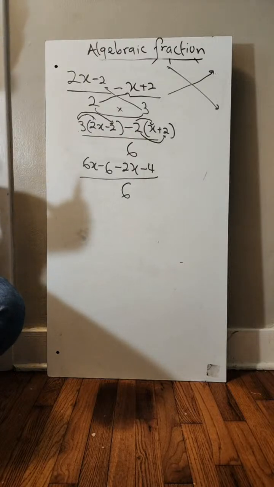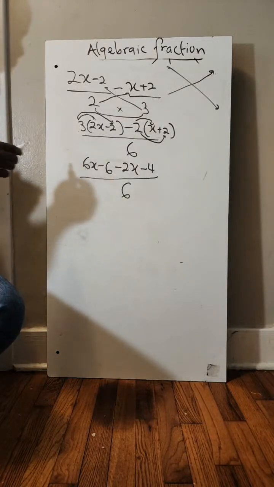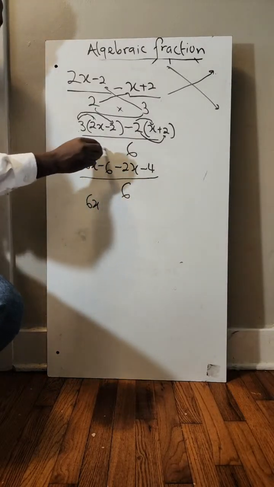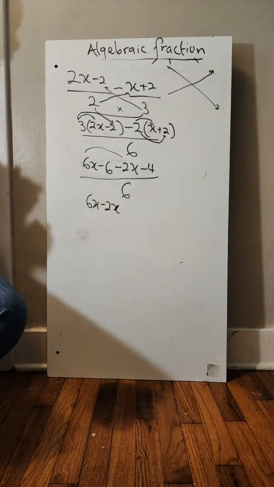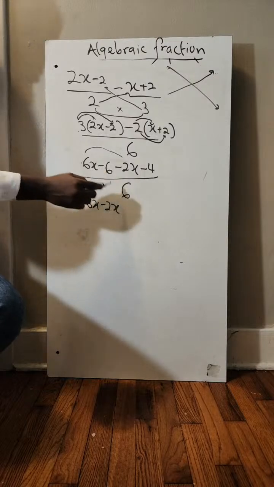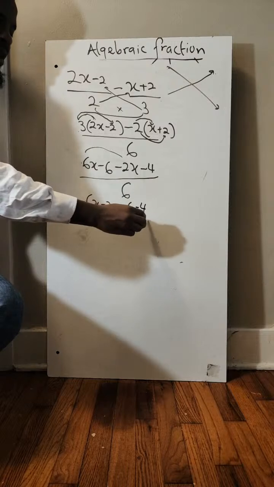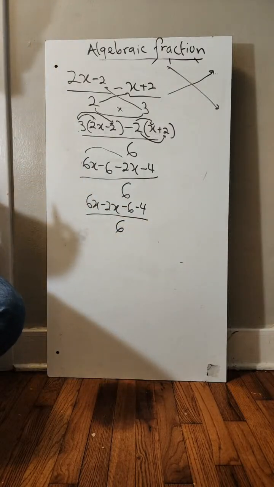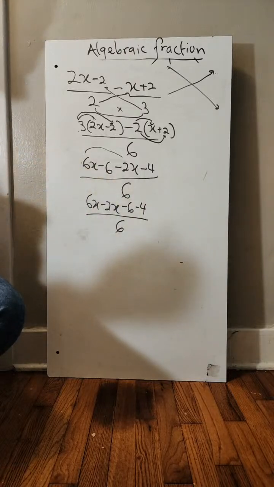The next thing for us to do is to collect the like terms. So you take the x separate and the other value separate. So here we have 6x, also with negative 2x, separate. And here we have negative 6 and negative 4 separate, divided by 6. Now we've separated the algebraic terms and we've separated the other terms.